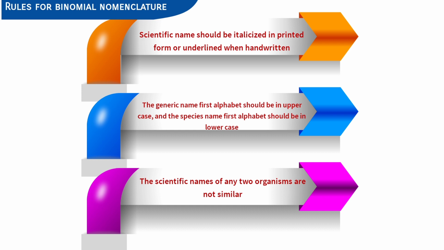And next, the third rule: the scientific names of any two organisms are not similar. So two organisms cannot be given the same name. If there are two organisms, you cannot give the same name to both. Each organism will have its own separate name, okay? So there is no confusion in that. So the scientific names of any two organisms should not be similar.